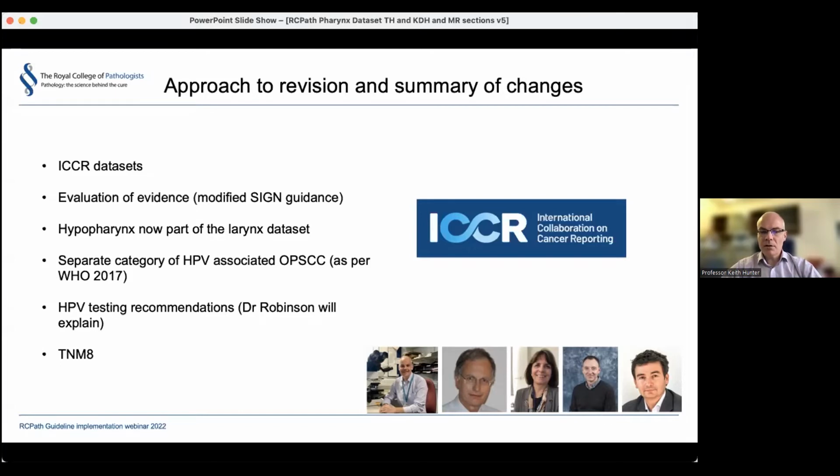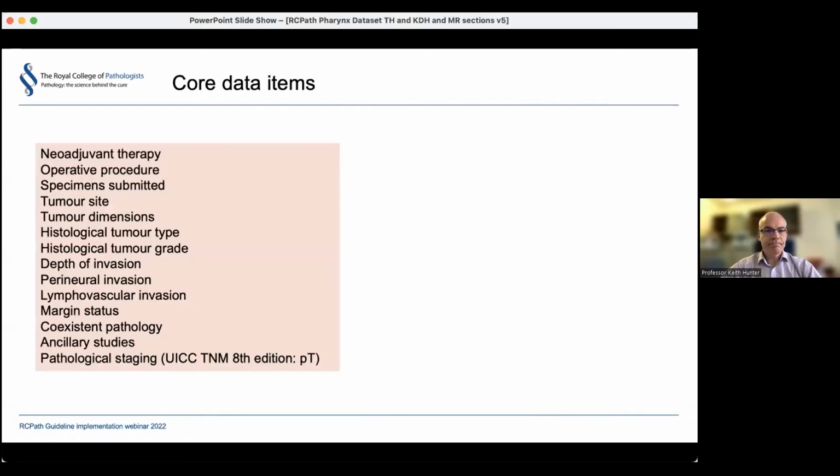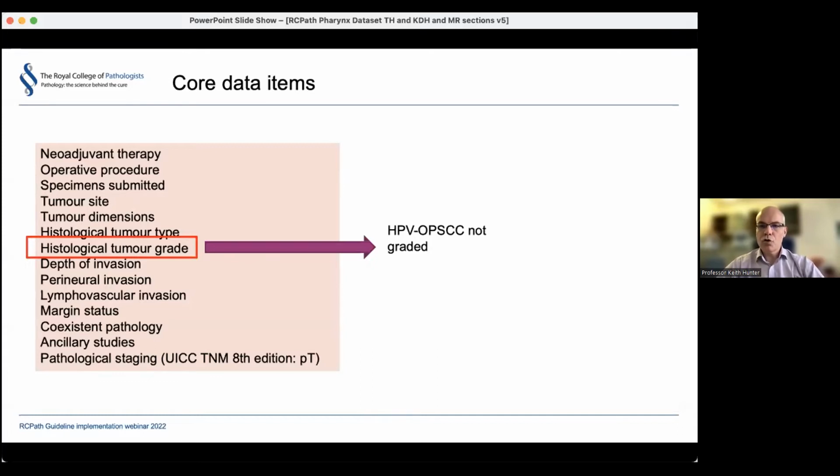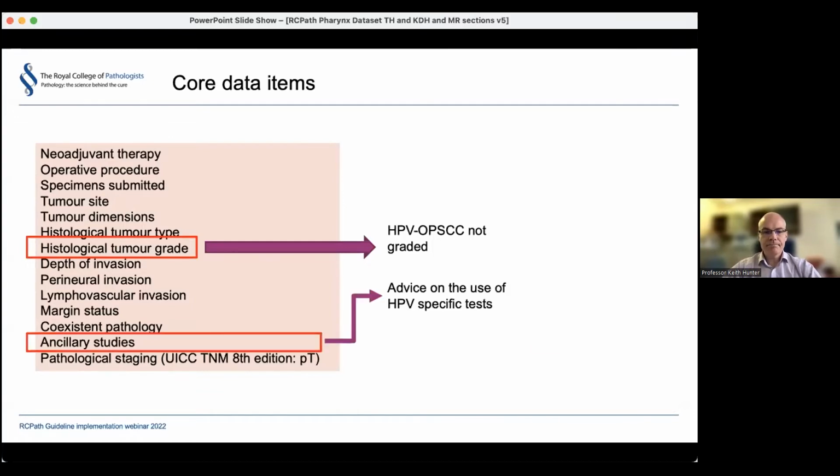And so we put together the writing team, as you can see below. It's myself and Tim, Ann Sandison, and Max, and Gareth Thomas. So the core data items are not really going to be very surprising. The list of them is here. Not all of them are related to every part. For example, we know that in terms of histological tumor grade, HPV-associated oropharyngeal squamous cell carcinoma is not graded.